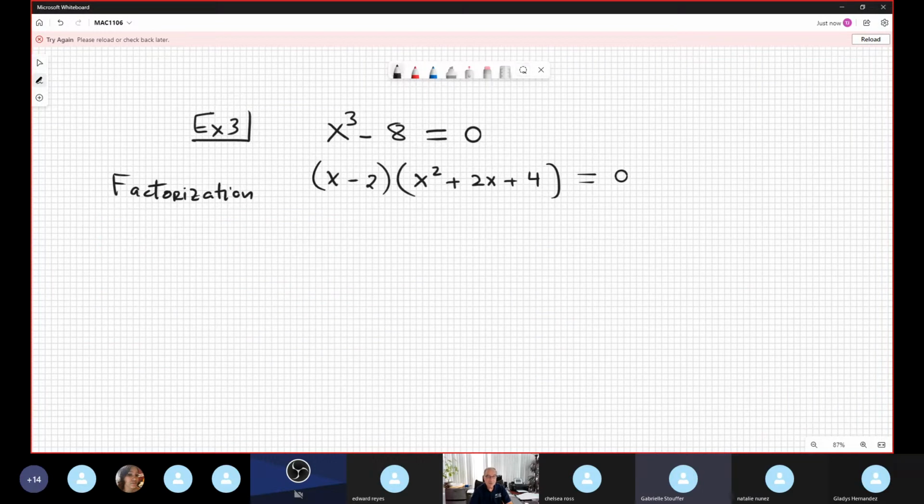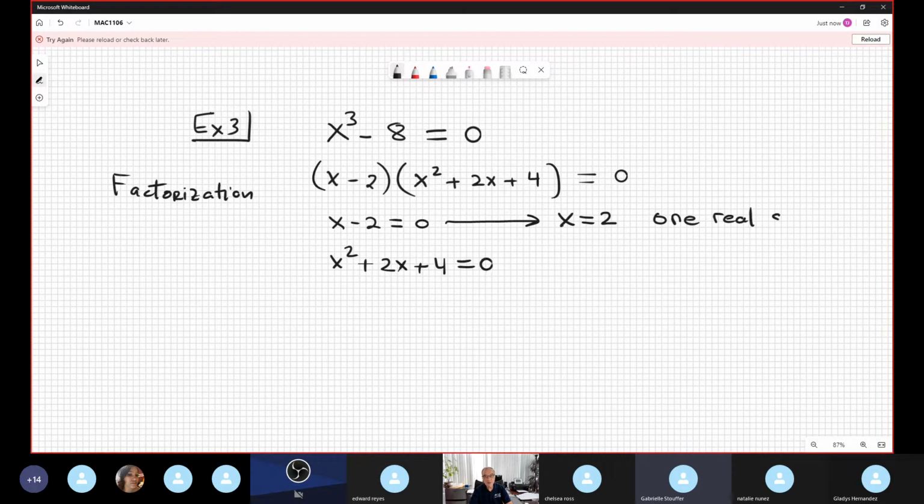I separate. This is x minus 2 equals 0. And this is x squared plus 2x plus 4 equals 0. This piece is okay. This is 2. One real solution. However, the professor says that this is complex, but I have no idea. Let me try. I try to do my best.